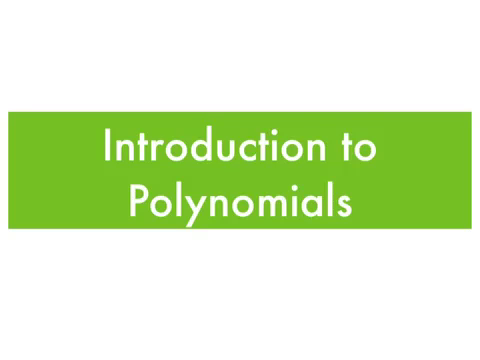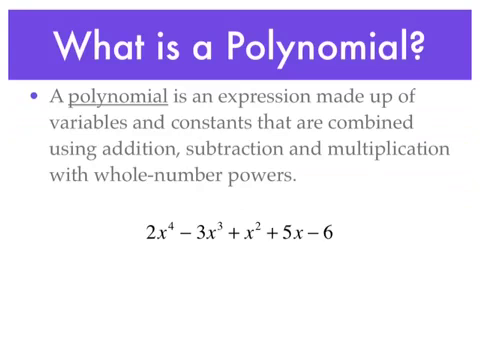So that being said, let's get a nice, scary, complex math definition for polynomial written down. A polynomial is an expression made up of variables and constants that are combined using addition, subtraction, and multiplication with whole number powers. Whew, take a minute, write that down. Please feel free to abbreviate. There's lots of places in there for abbreviation. And then I'll tell you what all of that scary stuff means.